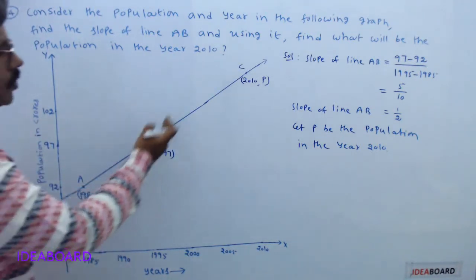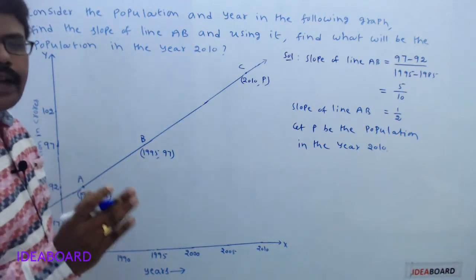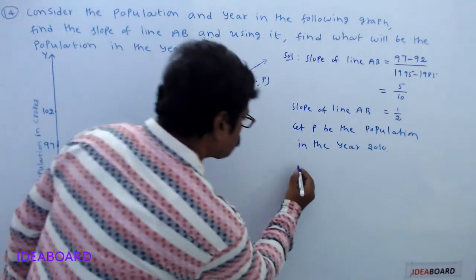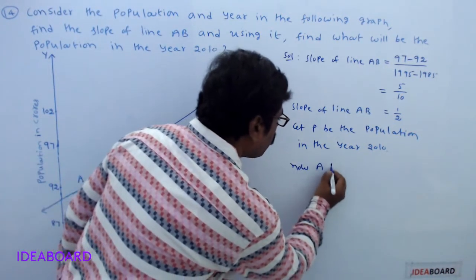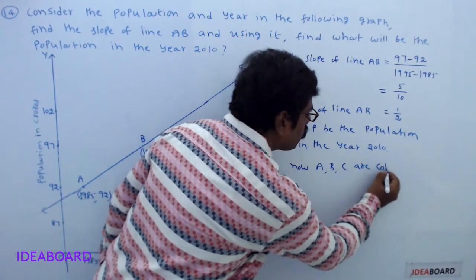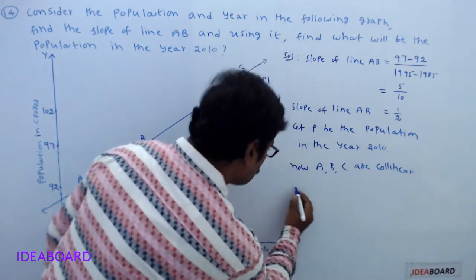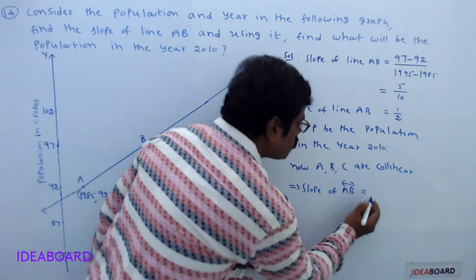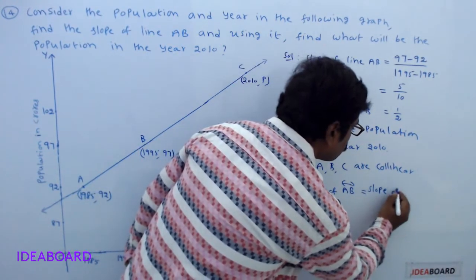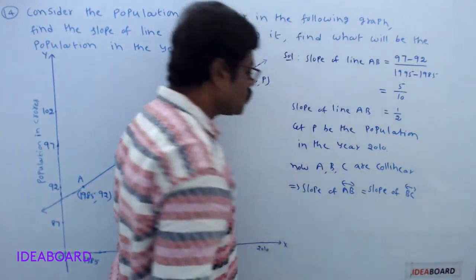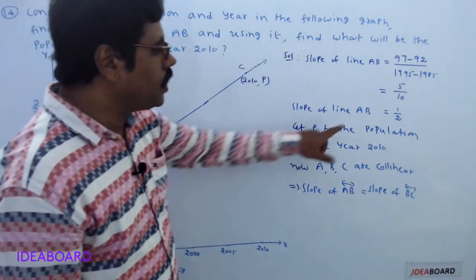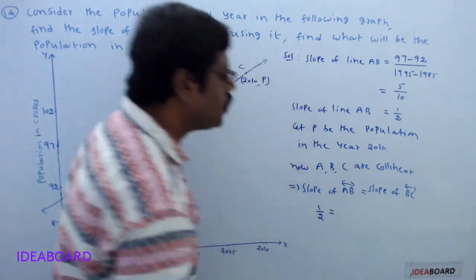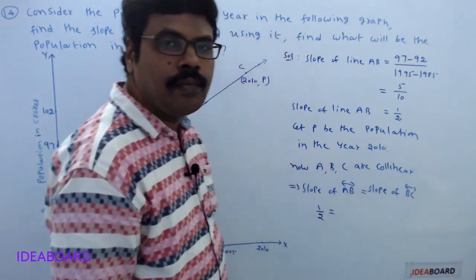It means these 3 points are collinear. If 3 points are collinear, then their slopes are equal. So use that formula. Now A, B, C are collinear. So from this, slope of line AB equals slope of line BC. Now slope of line AB, already we have found. What is its value? 1 by 2. So 1 by 2 equals slope of line BC.